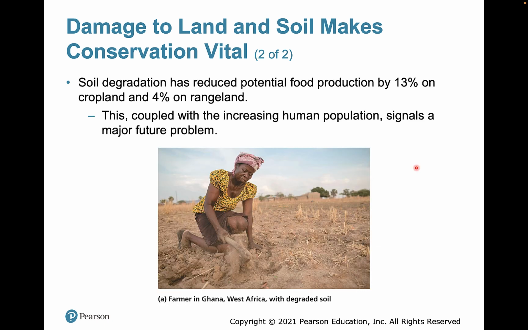As soil degrades, as you can see in this picture here, food production drops. It doesn't have the right composition to produce enough food. So if soil degradation is on the rise and the human population is also on the rise, that's going to signal a future problem that's pretty severe.